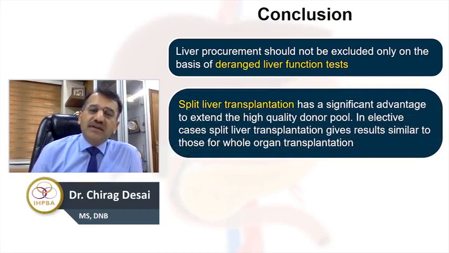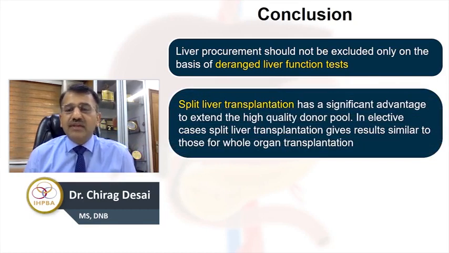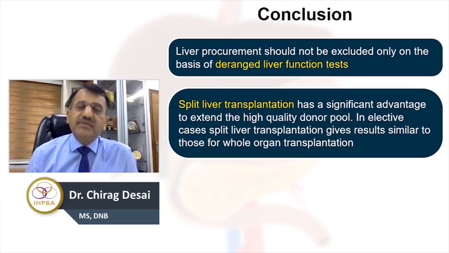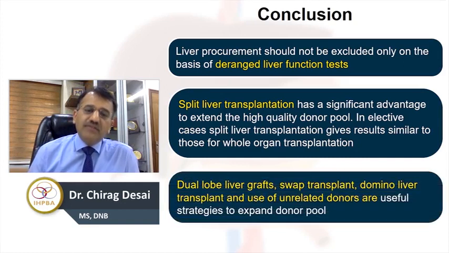Split liver transplantation has been a significant advantage to expand the high quality donor pool. In elective cases, split liver transplantation gives results similar to those who receive the whole organ. Dual lobe liver transplant, swap transplant, domino liver transplant, and use of unrelated donors are useful strategies to expand the donor pool.